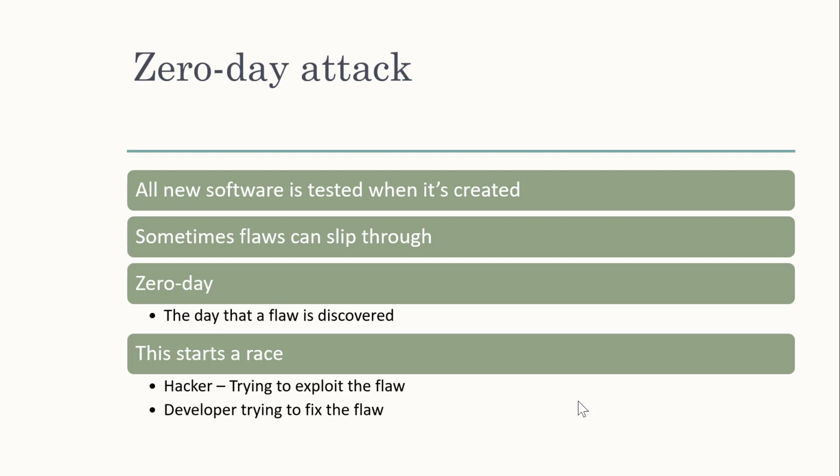And then it starts a race. So you've got your hacker desperately trying to find a way to exploit the flaw, trying to work out how you can hack into the website or the software. A developer is trying to fix it, trying to find a way that hackers can't get past it. So the 0 day is the day that a flaw is discovered, and that is a 0 day attack.